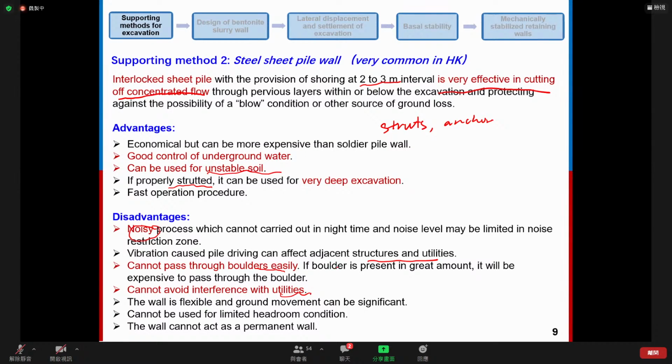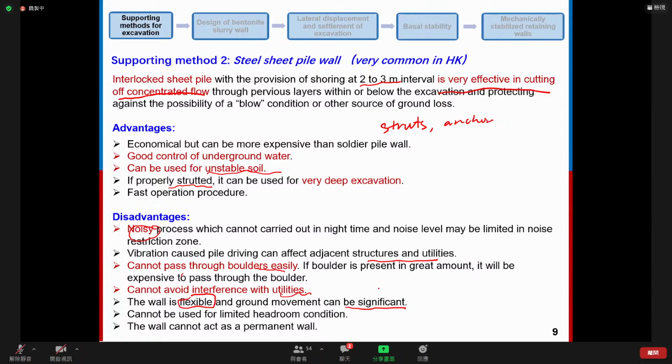This is not like soldier pile walls, because in soldier pile walls, we can relocate the lagging, but for sheet pile walls, this is impossible. If we have utilities under the sheet pile walls, we may consider to remove the sheet pile wall and then change the location of the sheet pile wall. The sheet pile wall itself is a flexible retaining wall, and therefore the ground deformation can be very significant.